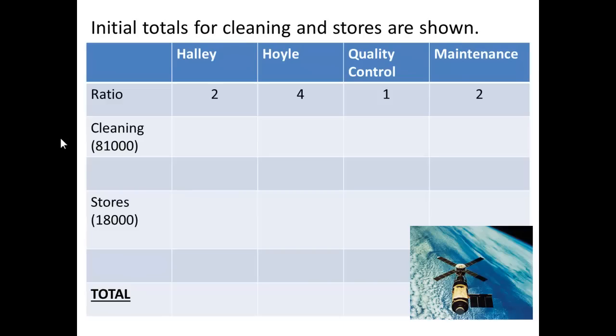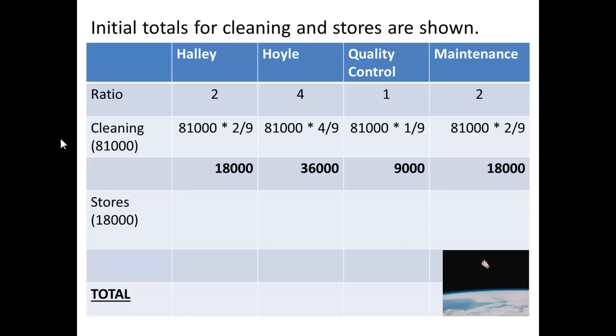So now look at the initial totals for cleaning and stores. We have 81,000 to apportion for cleaning, 18,000 to apportion for stores. Let's apportion the cleaning part first. 81,000 multiplied by 2/9 comes to 18,000, and similarly for the others. So we're going to apportion 18,000 for Halley, 36,000 for Hoyle, 9,000 for quality control, and 18,000 for maintenance.